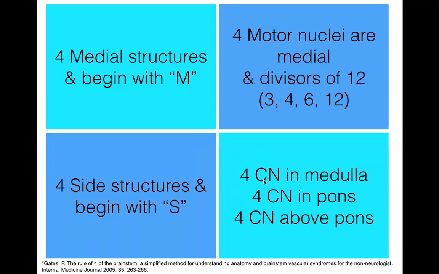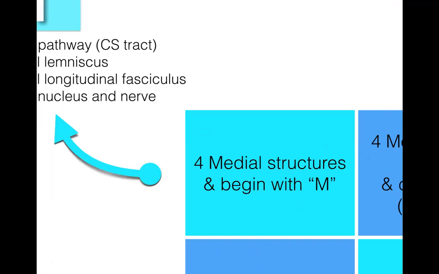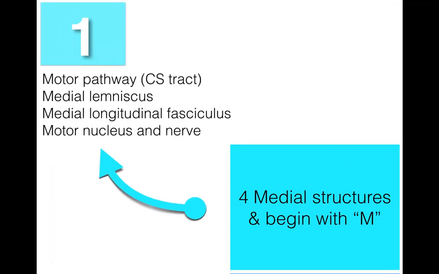4 cranial nerves are located in the medulla. 4 cranial nerves arise in the pons, and 4 cranial nerves are located above the pons. 2 of these cranial nerves are actually located within the pons, while 2 are supratentorial. So as not to deviate from the concept that we're presenting today, let's just say 4 cranial nerves are located above the pons.